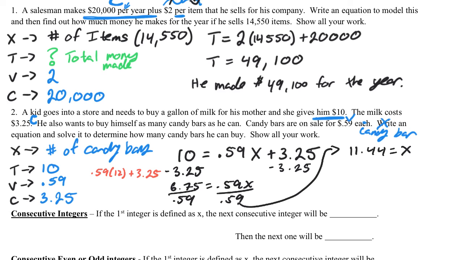So take a moment. Try to put that in your calculator. 0.59 times 12 plus 3.25, right? Well, we get 10.33. We can't spend that much money. He only has a $10 bill in his pocket. We can't buy 12 candy bars. So that means we have to round down, and we can say he can buy 11 candy bars. He can buy 11 candy bars. Can't buy 12. And we said he wants to get as many, so we don't want to round down to 10, right? Don't cheat him out of a candy bar.